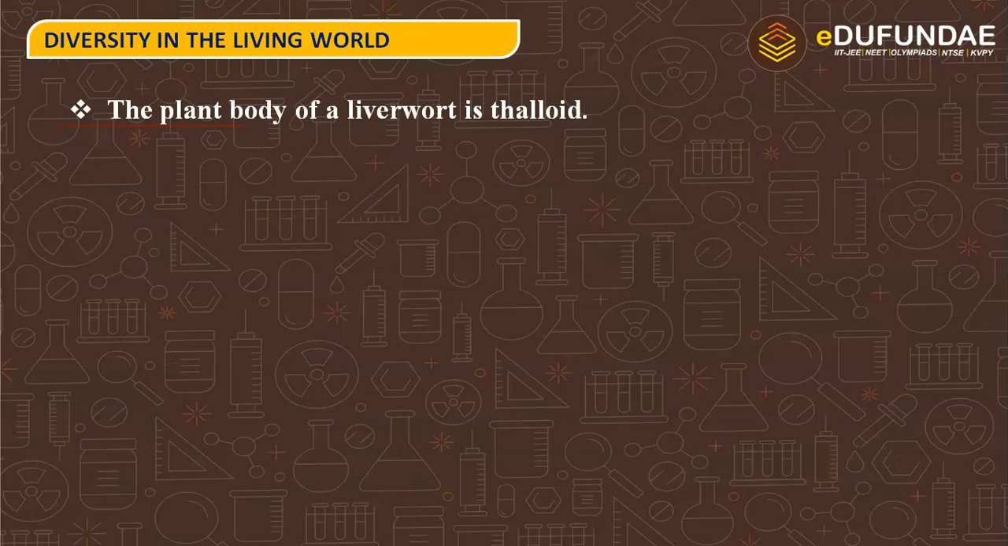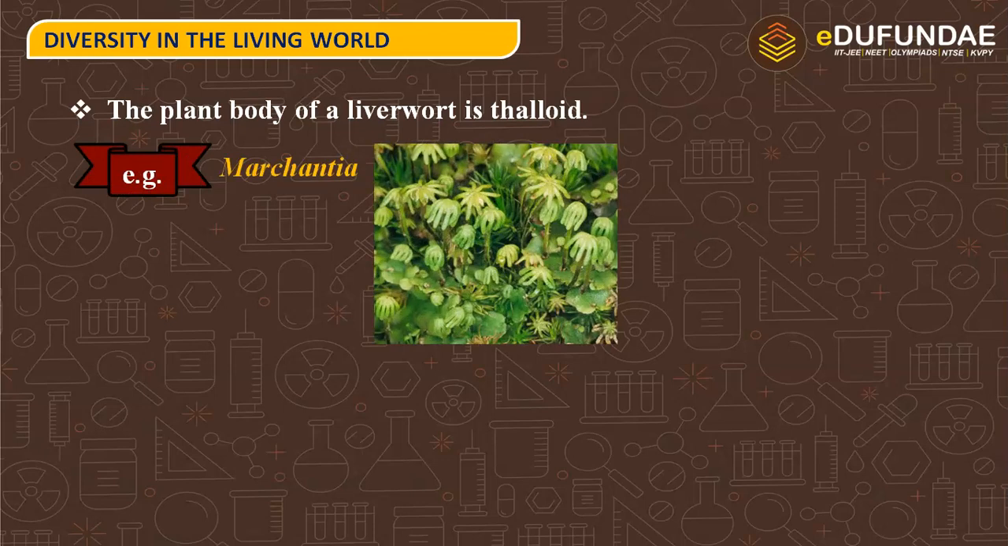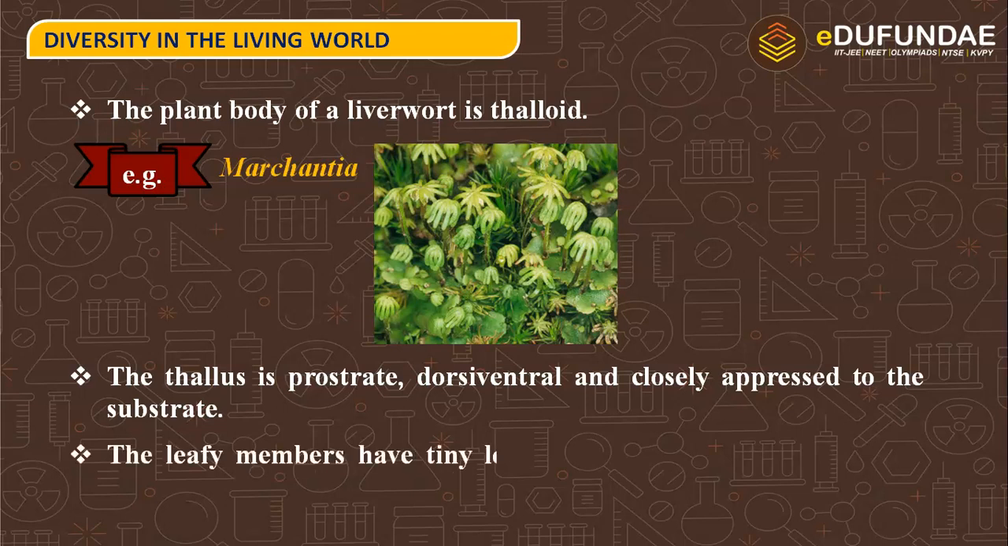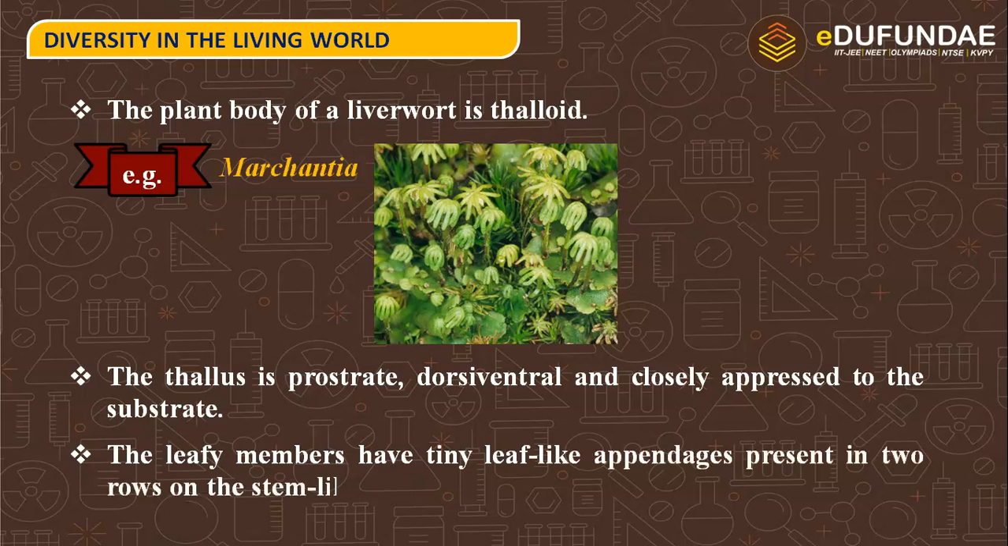The plant body of a liverwort is thalloid. Example is Marchantia. So this is the structure of Marchantia, in which we can see the male gametophyte as well as the female gametophyte. The thallus is prostrate, dorsiventral and closely appressed to the substrate. So it is closely attached to it with the help of the rhizoids. The leafy members have tiny leaf-like appendages present in two rows on the stem-like structures.